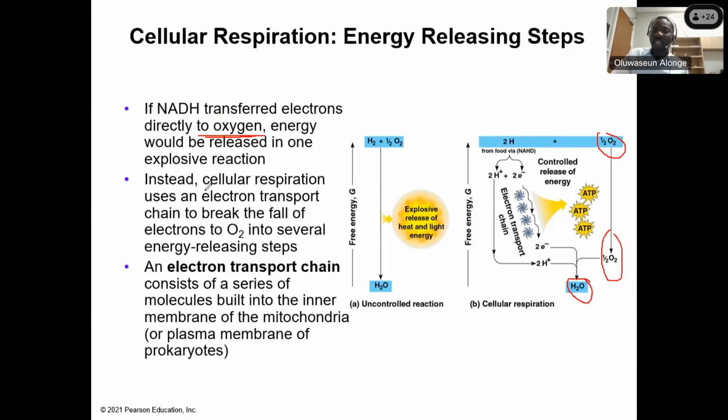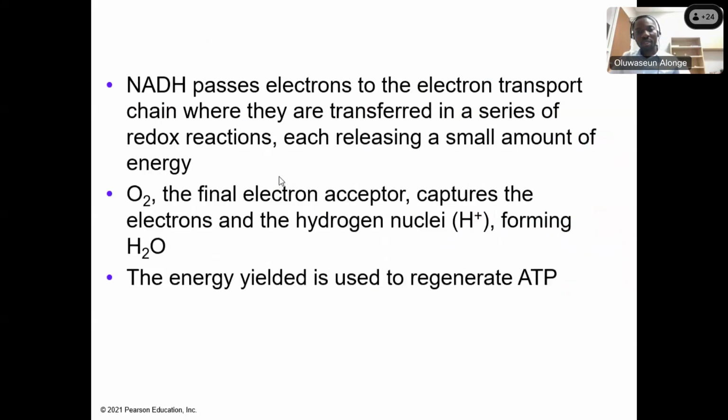So instead, there's going to be what we call the electron transport chain. This transportation mechanism will be used to transport the electrons so that the electrons do not cause an explosive reaction. So to break the fall of electrons to O2 into several energy releasing steps. And those are the steps we'll be talking about later. The electron transport chain includes different proteins that are arranged for electrons to pass through before they get to oxygen, to prevent the explosion.